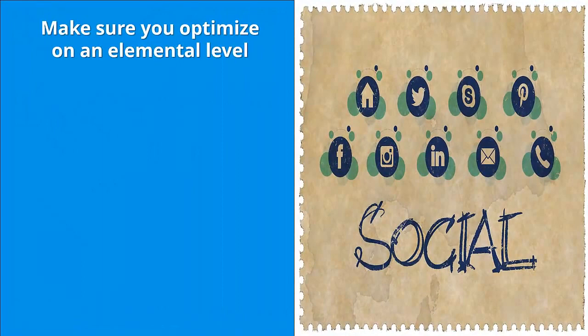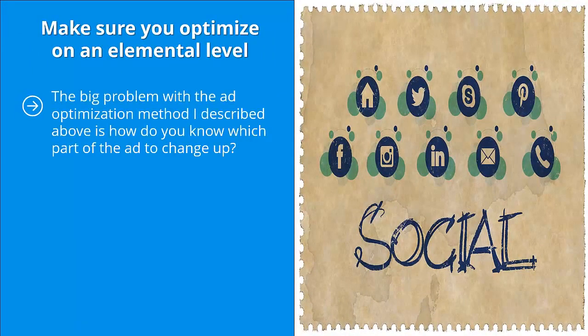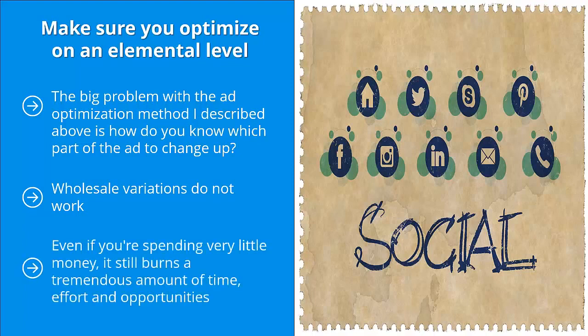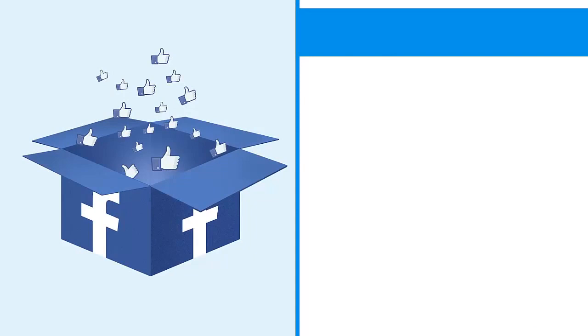Make sure you optimize on an elemental level. The big problem with the ad optimization method I described above is, how do you know which part of the ad to change up? How do you know which part of the ad to optimize? Wholesale variations do not work. You can't just take an ad, see that it doesn't work, replace it with a completely different ad, see that it doesn't work, and then repeat that process. Even if you're spending very little money, it still burns a tremendous amount of time, effort, and opportunities. You need to have a better way to turbocharge your results.